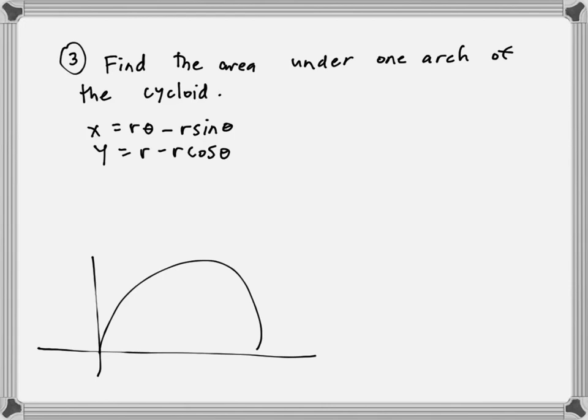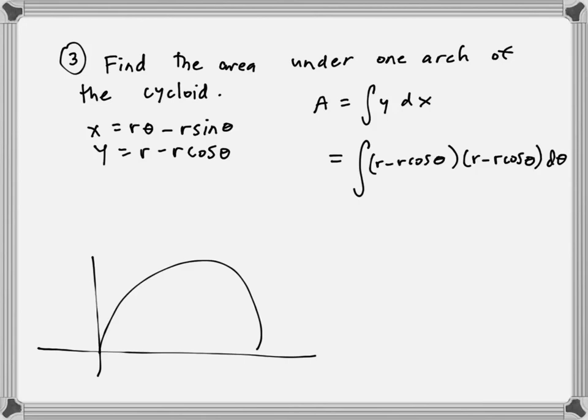So what do we think? What's going to happen? Well, I want to figure out what dx is, because remember, the area is equal to the integral of y dx, okay? Well, we already know what dx is. We took its derivative before. It's r minus r cos theta, right? And so this is going to be the integral, and we're going to put the y in there, r minus r cosine theta. That's the y. And then dx is r minus r cos theta. We get the same function, don't we? Interesting.